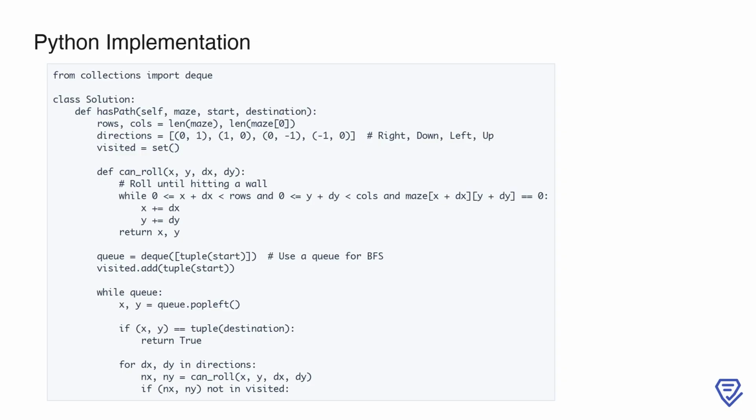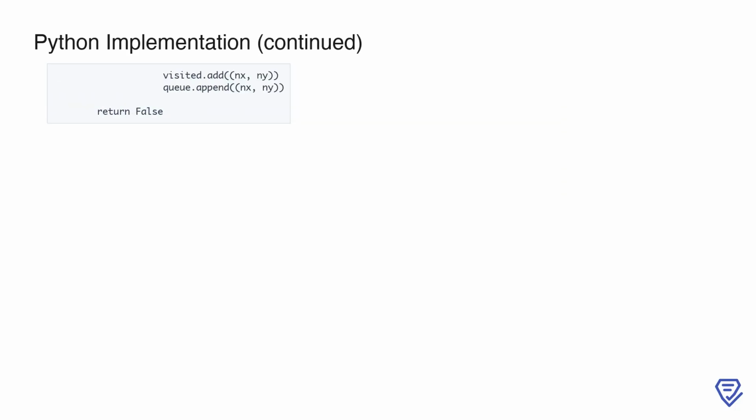We then initialize a queue with the starting position, using the deque class, and mark the start as visited. The BFS loop begins by dequeuing the current position, and we check if it matches the destination. If it does, we return true, indicating that a path exists. Otherwise, we explore all possible directions using the can_roll function to find the next stopping points. If the stopping position in the current direction hasn't been visited yet, we mark it as visited and enqueue it for further exploration.